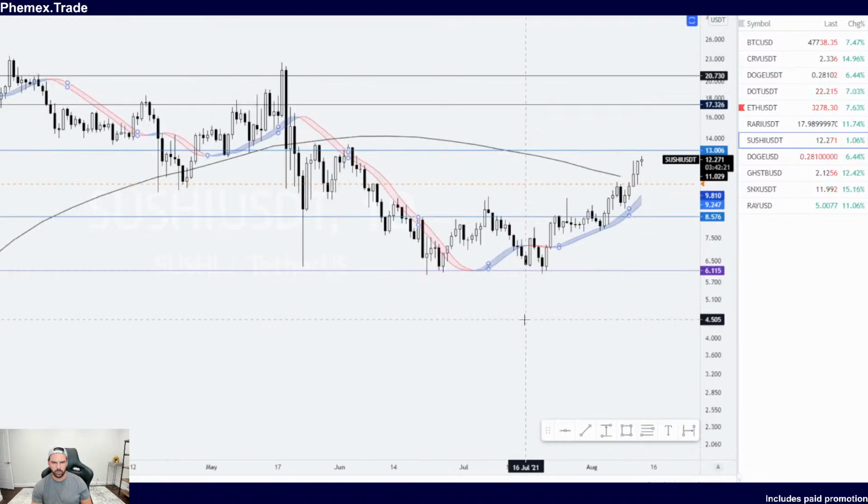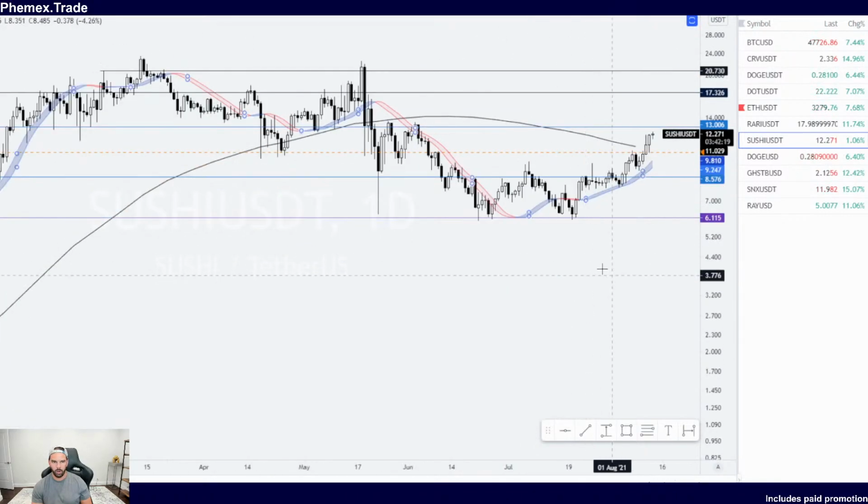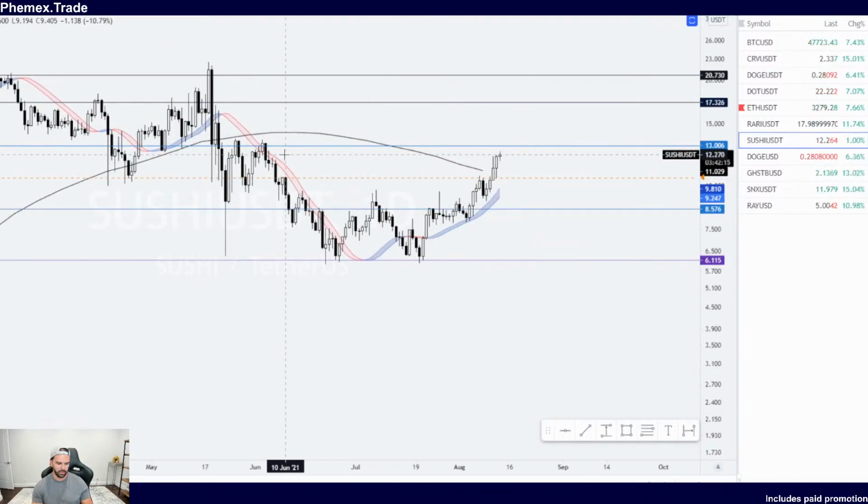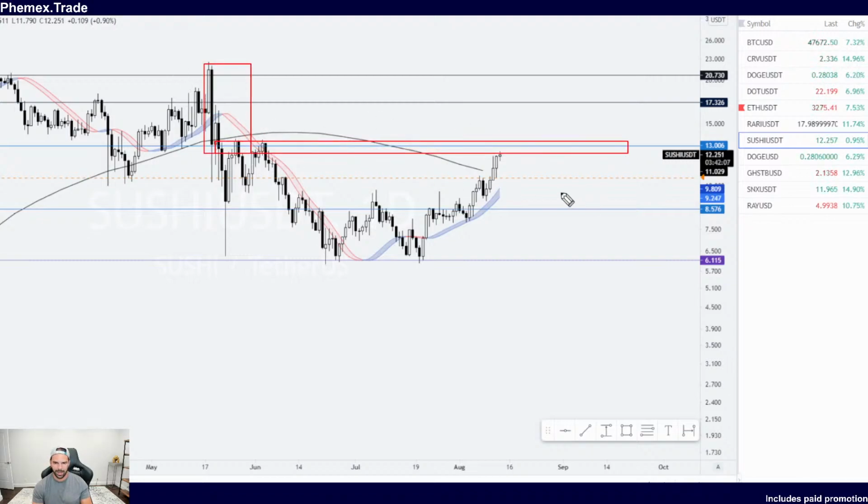I mean, if we look at sushi right now, it's retaken all previous levels. It's engulfed the entire move down. We're approaching the next significant area of resistance, which is 13. We're right around 13. And above that, it's really nothing. It's an inefficient move down, which is kind of a gap. So break up. If we're back above 13, I don't expect there to be much resistance between 13 and 20.